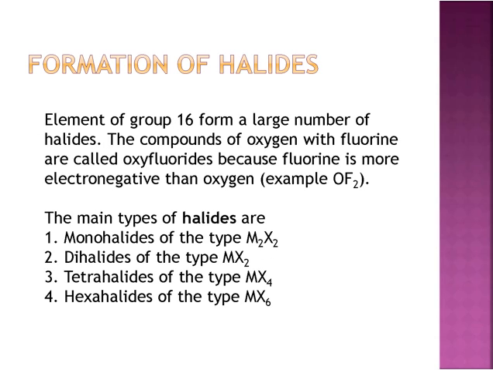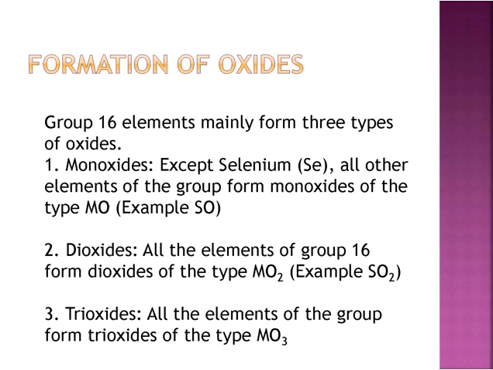Now these are some dihalides or halides of these group elements. They also exist as dihalides, tetrahalides and hexahalides. They exist in the form of monoxides, dioxides and trioxides.